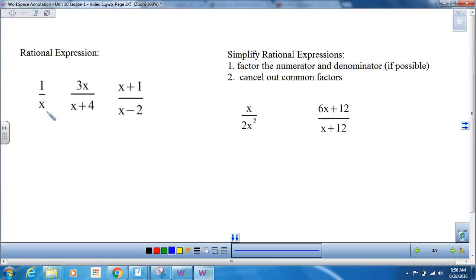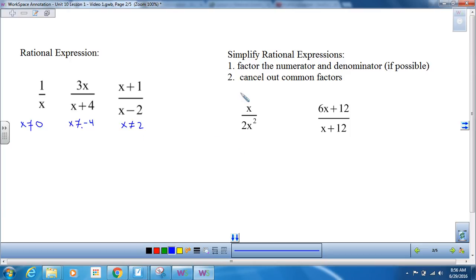But rationals are different. If you have an x in the denominator, we can't have a denominator that equals 0. So for 1 over x, I could say that the domain is all real numbers except where x is equal to 0, because I can't do 1 divided by 0. And here, it would be x can't equal what would give me a 0, and that would be -4, because -4 plus 4 is 0. And for this one, x can't equal 2. So it's just something to note, especially as we start solving these.